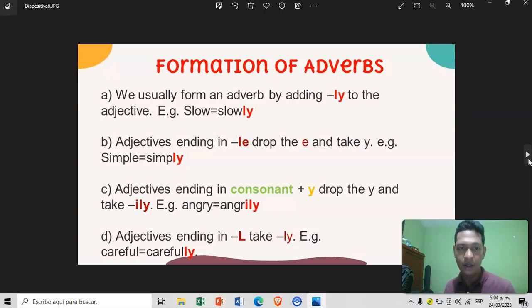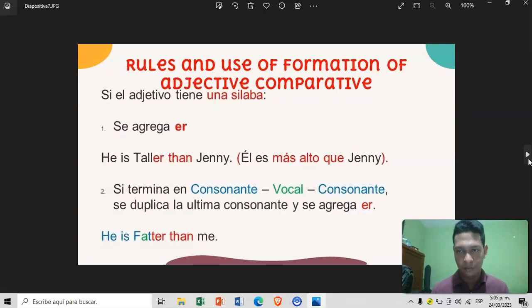The third rule is for adjectives ending in a consonant and y. For example, the word angry, the consonant is r and then the letter y. So we change the y to i and add ly. The last rule is for words or adjectives that finish in l. For example, careful becomes carefully. And that is the structure.